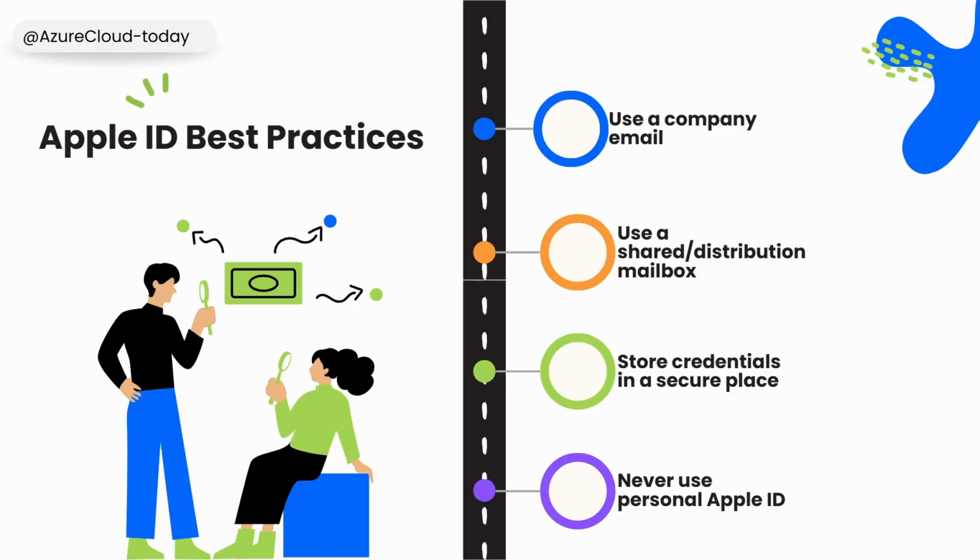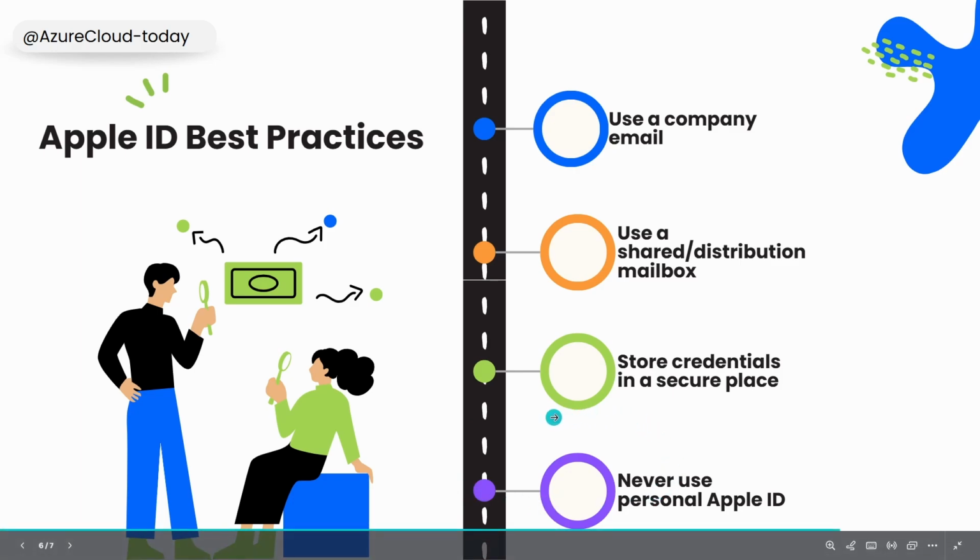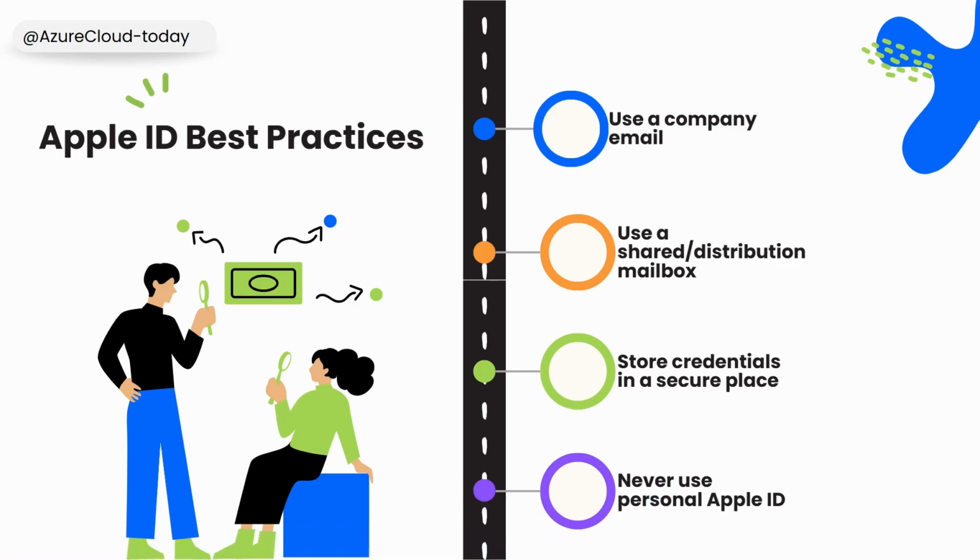First, make it a company email address. Like, I could have created something like APNs at azurecloudtoday.com or something owned by the organization. Second is to try using a shared mailbox or distribution list so that multiple people can receive renewal notifications in case of expiry. Third is again to store the credentials in a password manager accessible by the whole admin team. And fourth is very important as it has cost organizations hundreds of hours of rework, which is to never use a personal Apple ID.